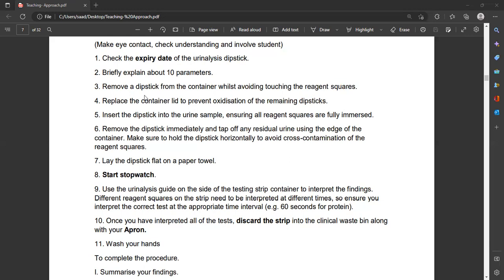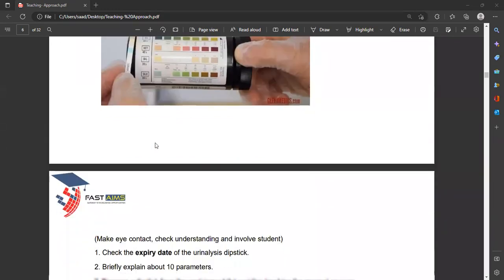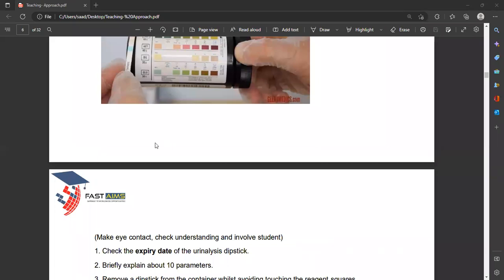In those 30 seconds, you can interact with the student. Okay, John, have you understood all the steps? Do you have any questions until now? If you are unclear about anything, just tell me. If you have any questions, you can ask me. There is a possibility that he might ask you, doctor, what does glucose mean? If glucose comes in the urine, what does that mean? They usually ask one or two questions, or they do not ask any question.